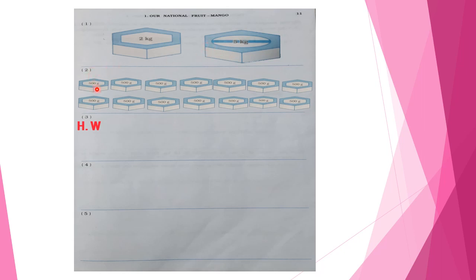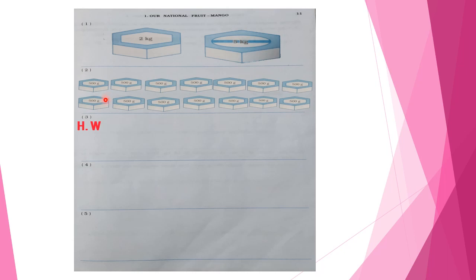Second one I had taken 500 gram. So how many 500 gram I had drawn here? 1, 2, 3, 4, 5, 6, 7, 8, 9, 10, 11, 12, 13, 14. So 14 into 500. So we can say that 14 fives are 70, and how many zeros left? 2 zeros. That means 7000 gram.